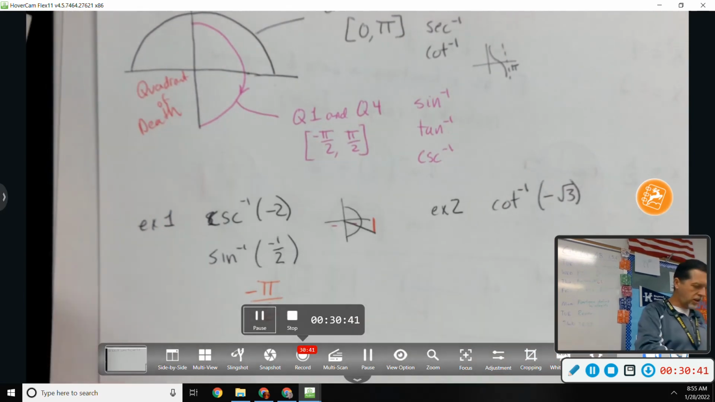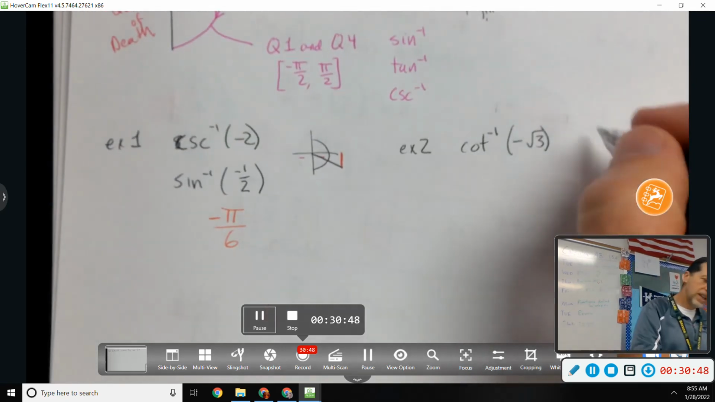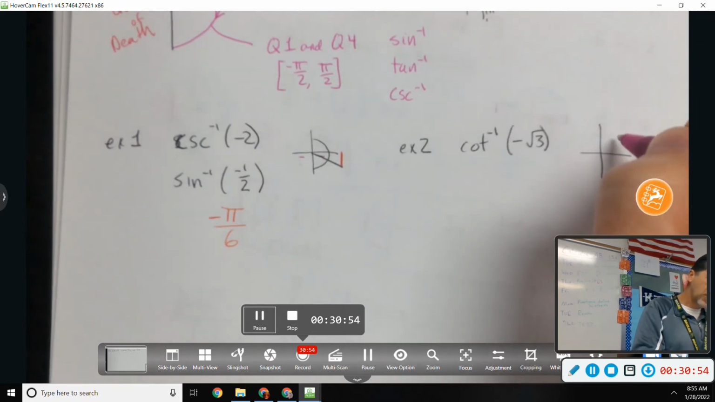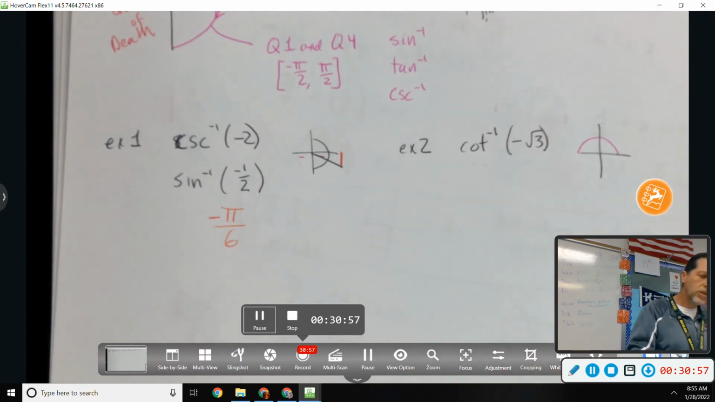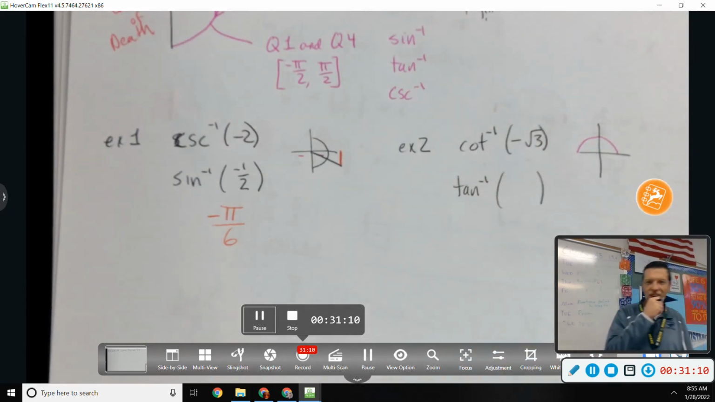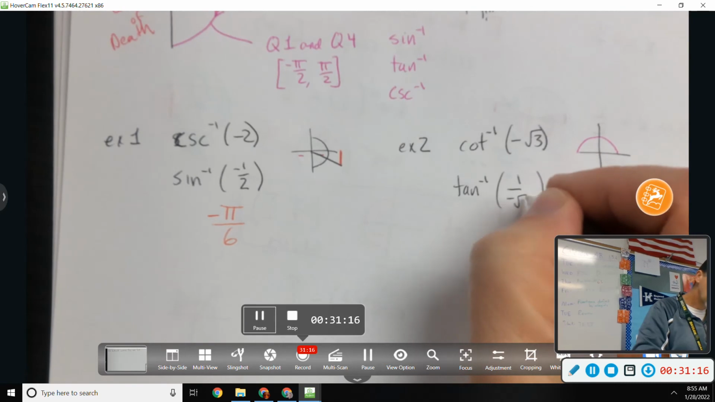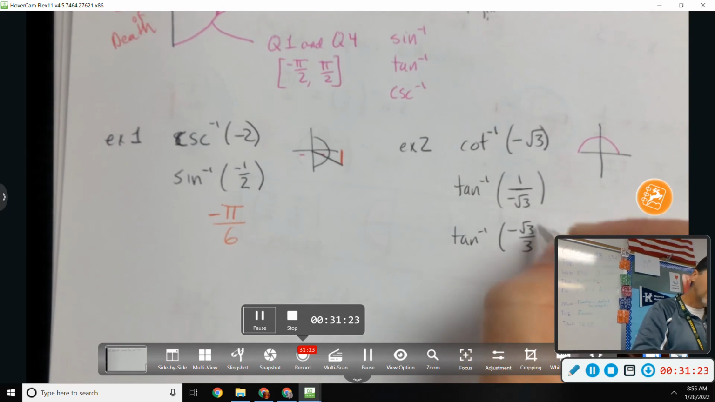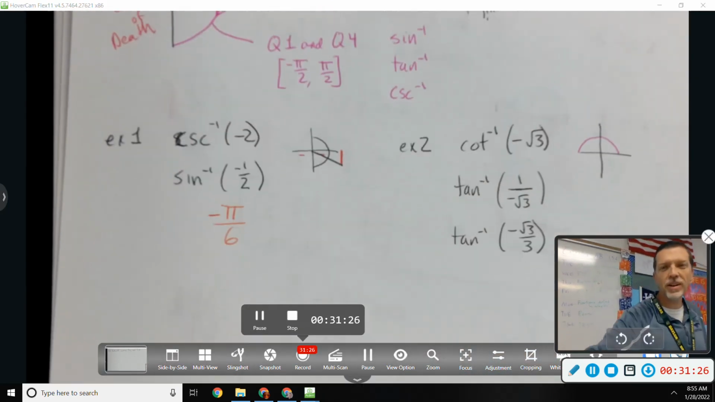Inverse cotangent of negative square root of 3. Cotangent's got to come from 1 and 2 to avoid the asymptotes. But, man, I don't like cotangent. Let's go to tangent. So what's the price we pay if we want to change cotangent to tangent? I need to flip it over. But then I fix it. I still think that's better than not fixing it and keeping it as cotangent.